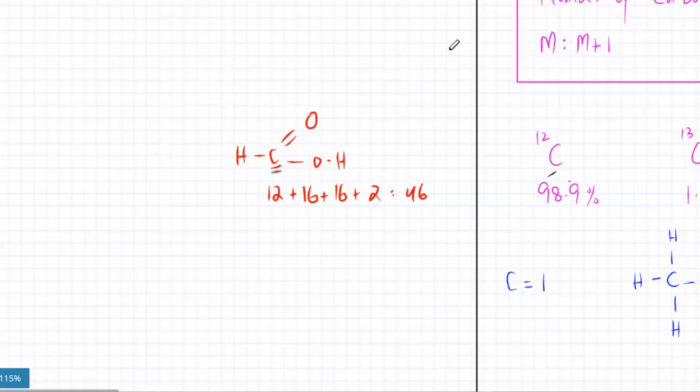Now the variation is in the carbon. The carbon could be a heavier one, so it could be 13. If it's 13, the mass would be 47. But 99% of the chances are that you're going to get 46. For carbon 13, the probability is very small, so there's only a 1% chance that it would ever be 47. That is just an example, for any molecule that has one carbon atom.